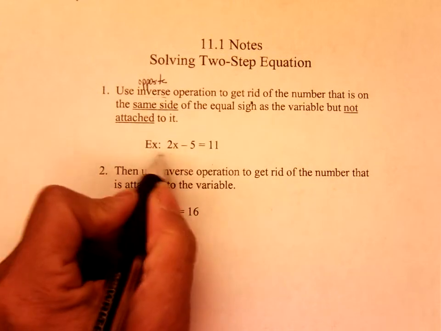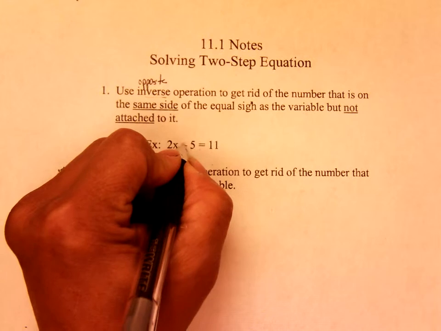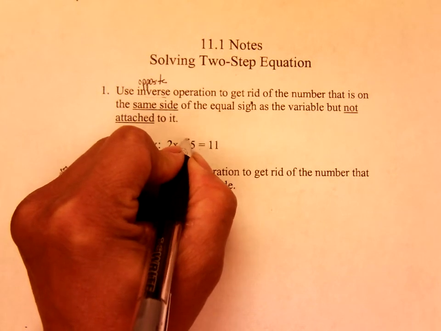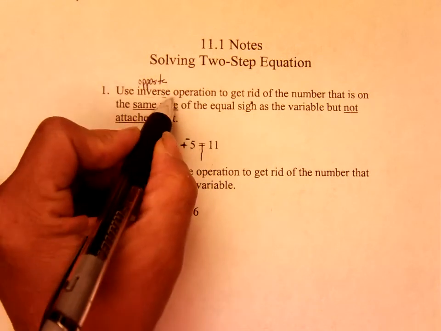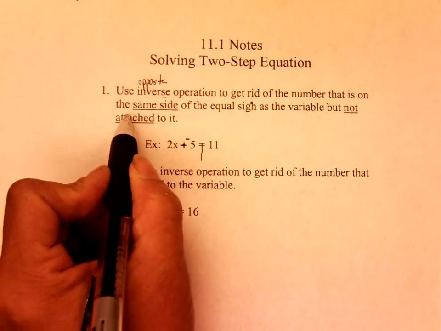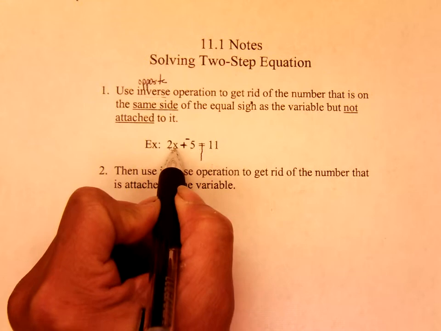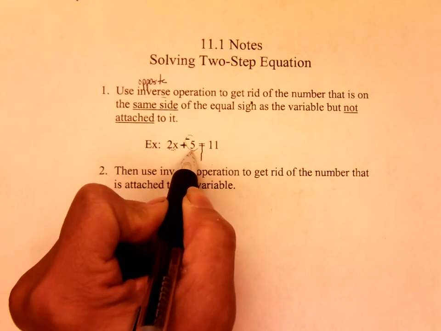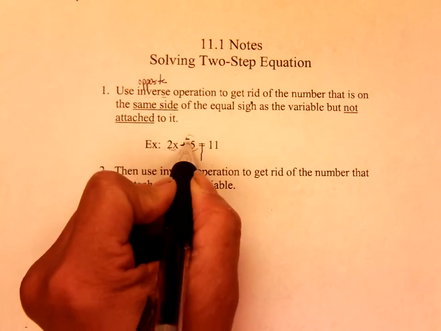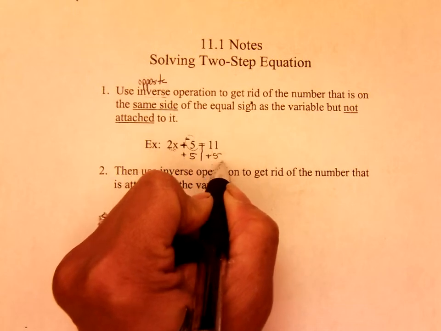So here's your example. 2x minus 5 is equal to 11. Remember, we change your subtraction sign to addition and make this positive 2x and negative 5. And when we said do the inverse operation to get rid of the number that is on the same side as the variable, but not attached to the variable, the 2 is attached to the variable, but negative 5 is not. So you want to get rid of the negative 5 first. The inverse of negative 5 would be positive 5. You're going to add 5 on both sides first.